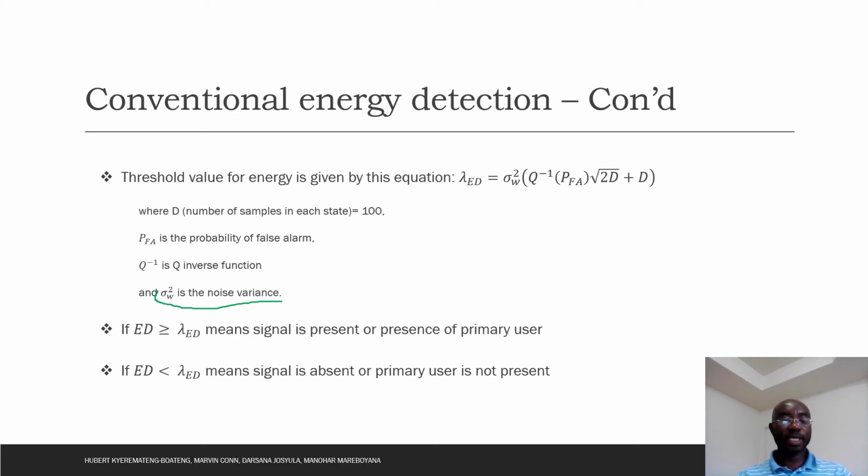So if ED is greater or equal to lambda ED, then it means that a signal is present or there's a presence of a primary user. If ED, which is the energy, is less than lambda ED, it means that a signal is absent or a primary user is not present.